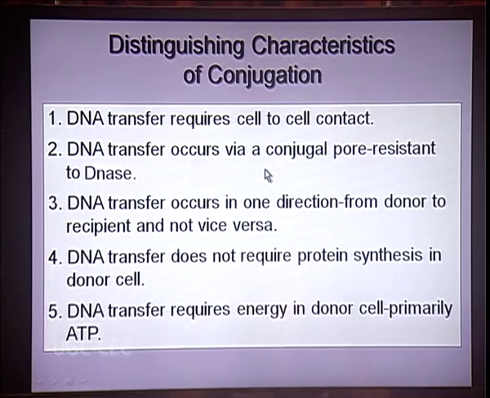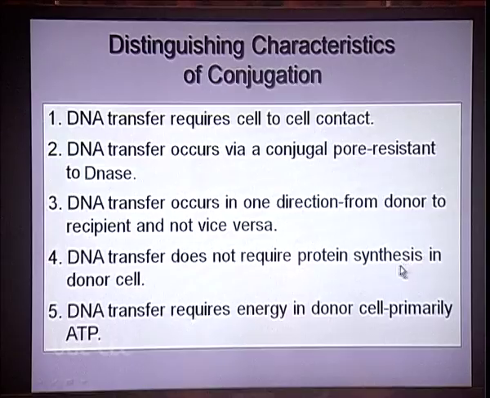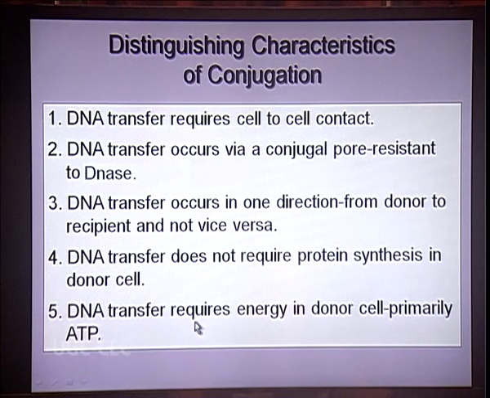The important points in conjugation: DNA transfer requires cell-to-cell contact, meaning it occurs through a conjugation bridge which is resistant to DNase. Next, DNA transfer occurs in one direction, from donor to recipient, meaning the opposite way is not allowed. DNA transfer does not require protein synthesis in the donor cell, meaning no chromosomal DNA is involved in protein synthesis. Then, DNA transfer requires energy in donor cells, primarily ATP.